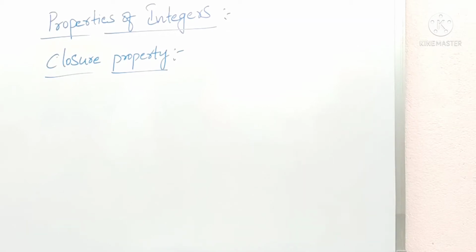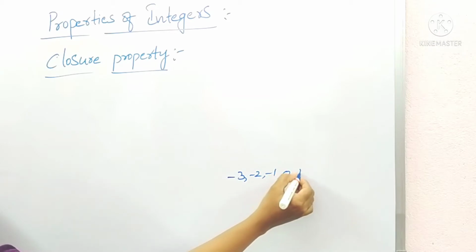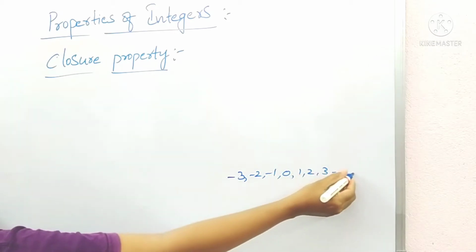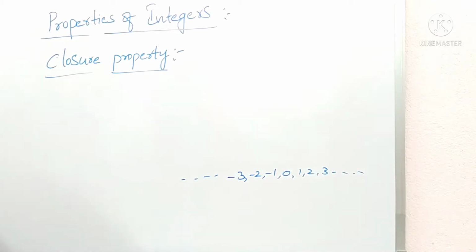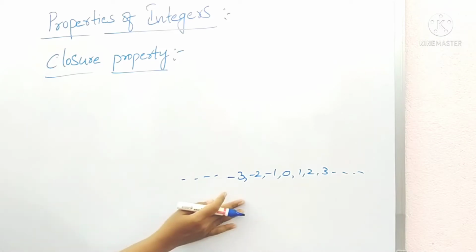Today we are going to see the properties of integers. Okay, so what are integers? Integers are nothing but negative numbers, 0 and positive numbers, right? So integers are the collection of negative numbers, 0 and positive numbers.